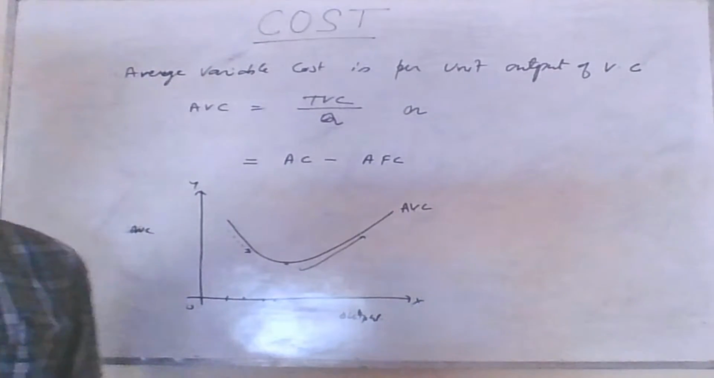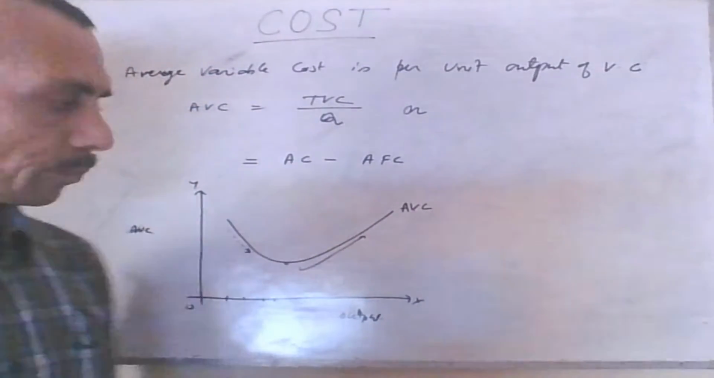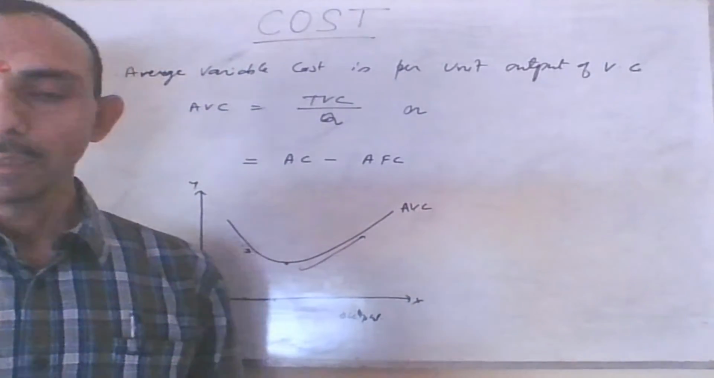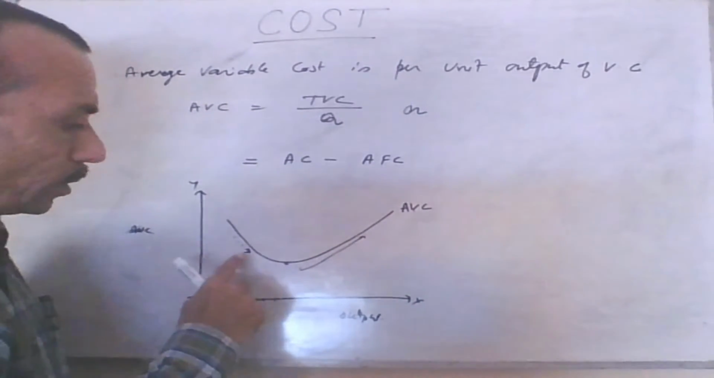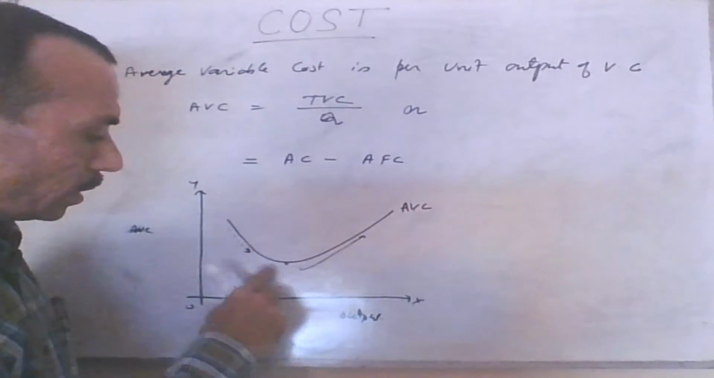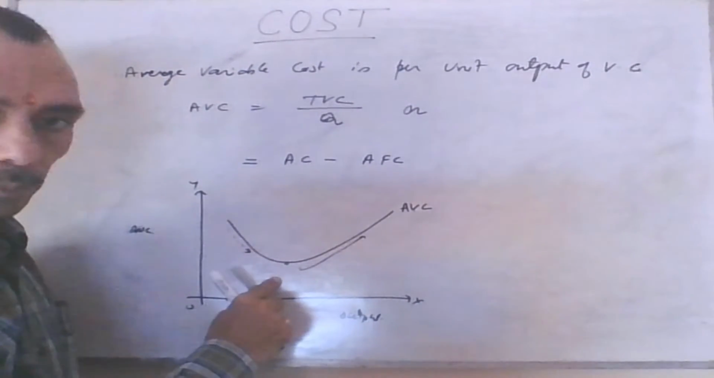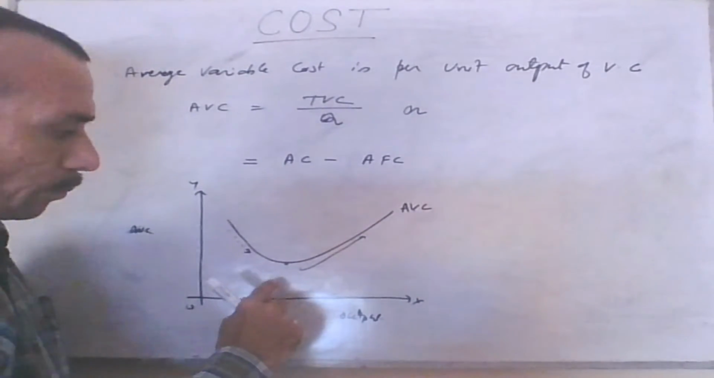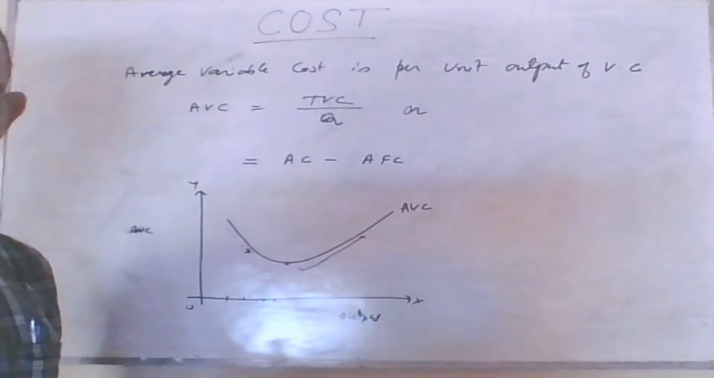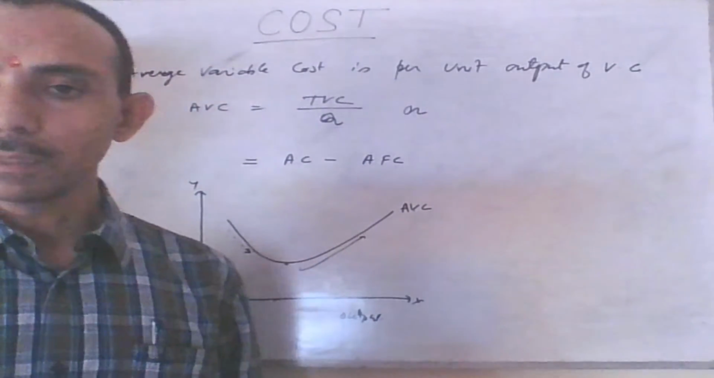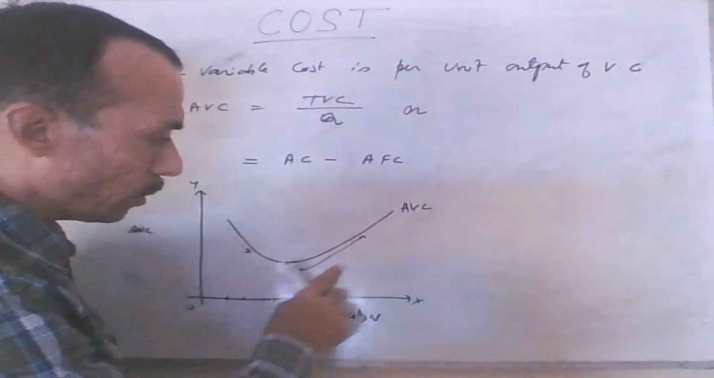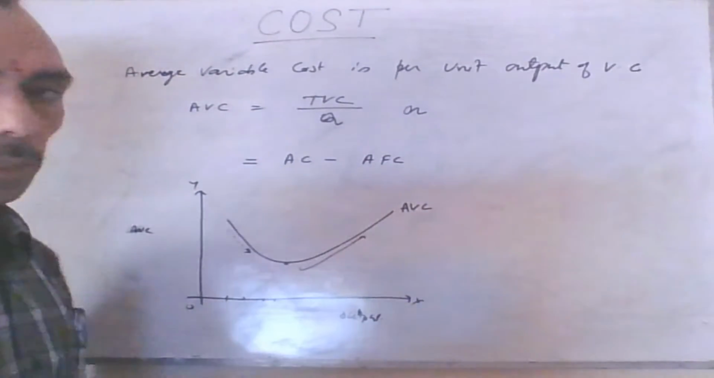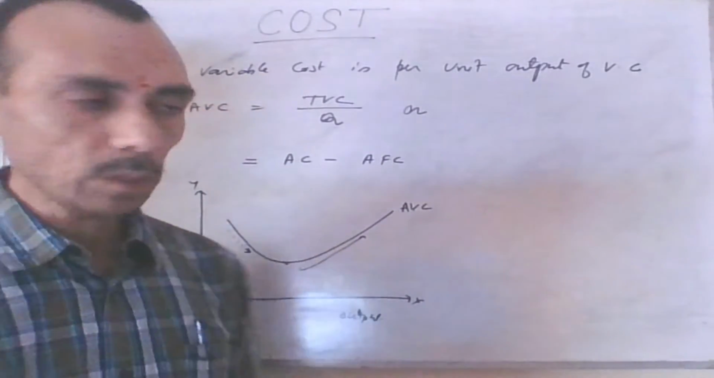Now the question is, why is the average variable cost U-shaped? It is U-shaped due to the law of variable proportion. When production increases at an increasing rate, average variable cost falls. When production increases at a diminishing rate, it is lowest. And when the average variable production starts to fall, the average variable cost starts to rise. So average variable cost is U-shaped simply due to the law of variable proportion.